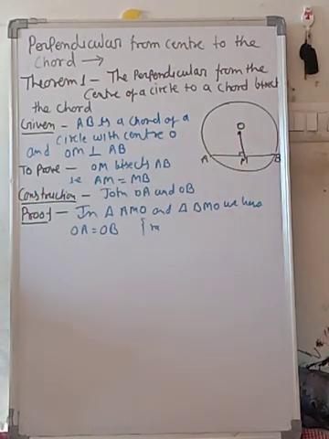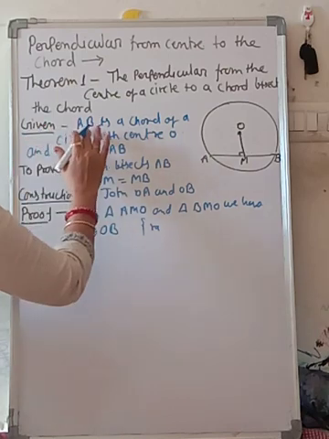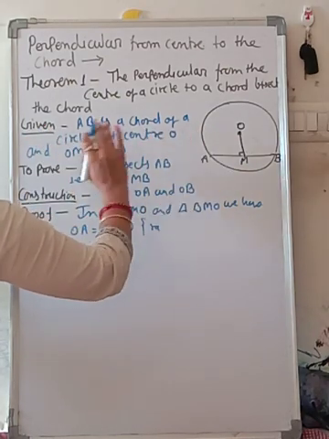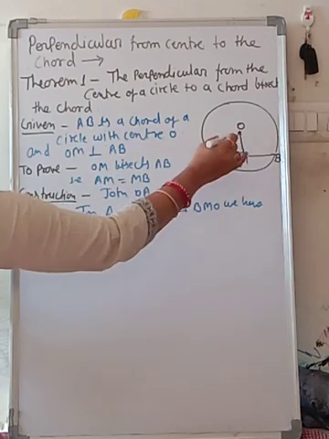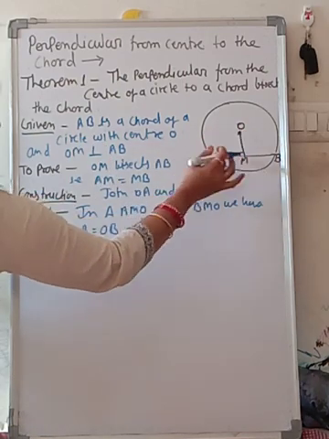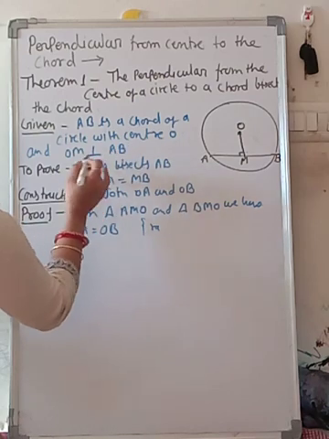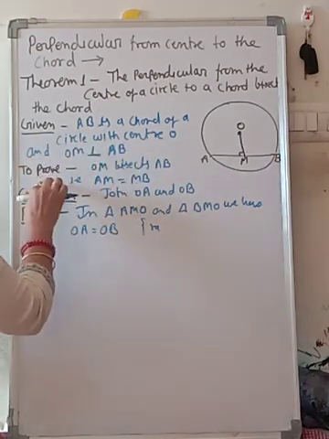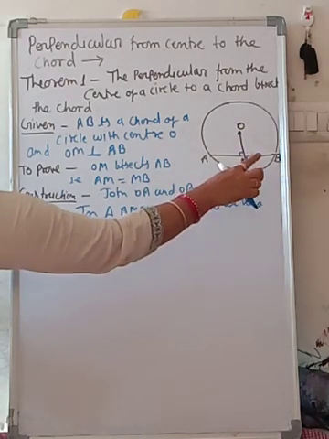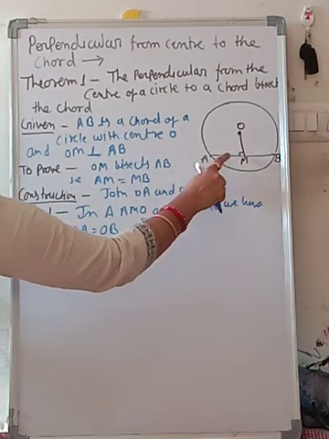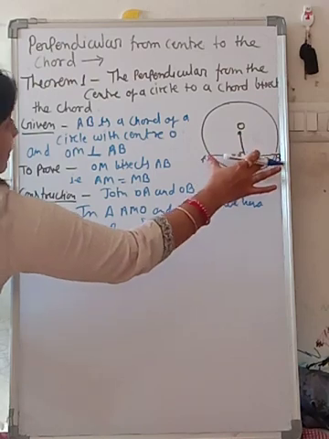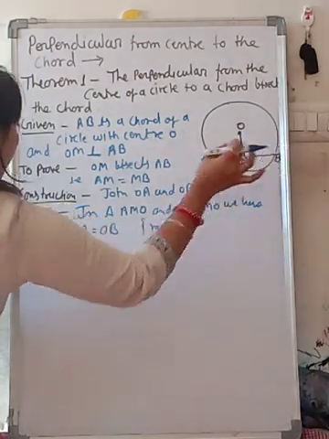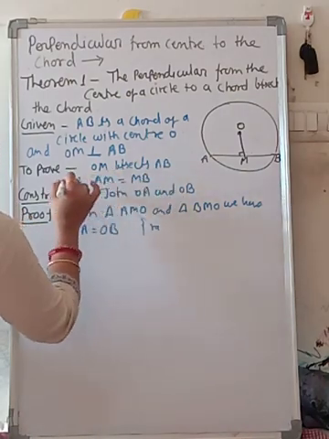So first you have to write down given: AB is a chord of a circle with center point O, and OM is perpendicular to AB. So write down OM is perpendicular to AB. Now to prove: OM bisects AB, that is AM equal to MB. So AB is divided into two equal parts, AM equal to MB. So this is a proof.